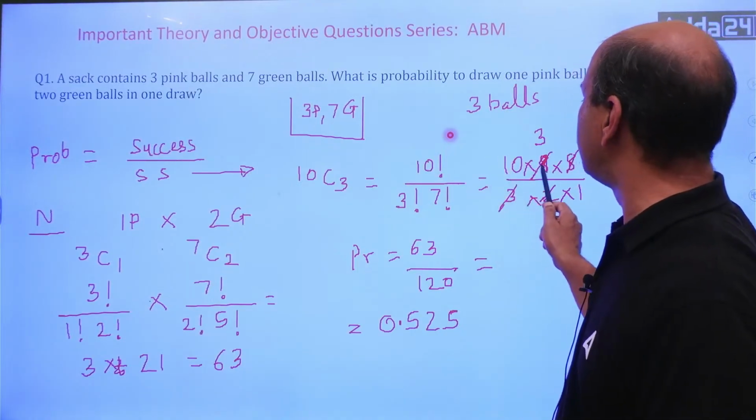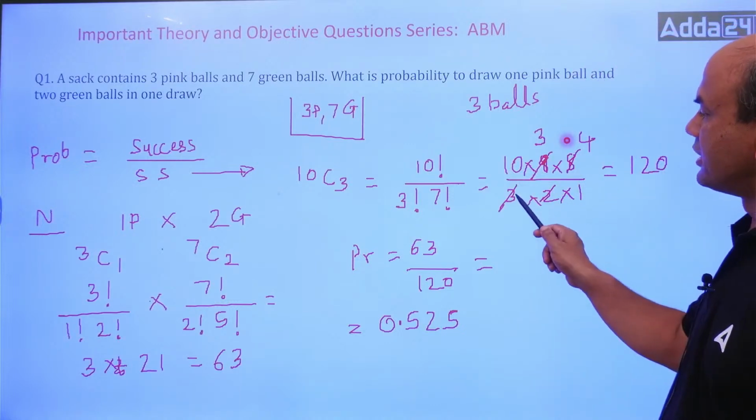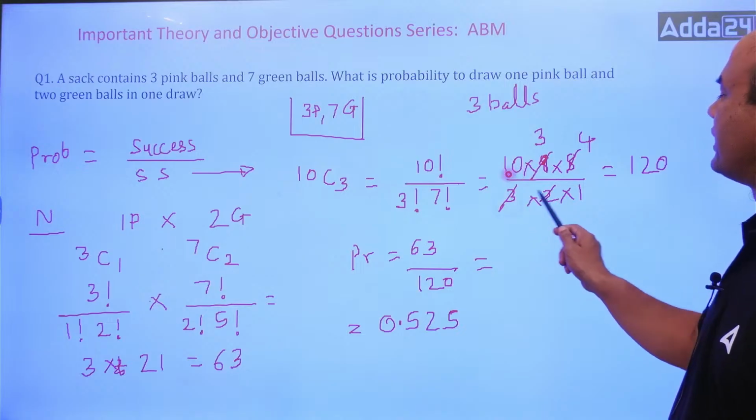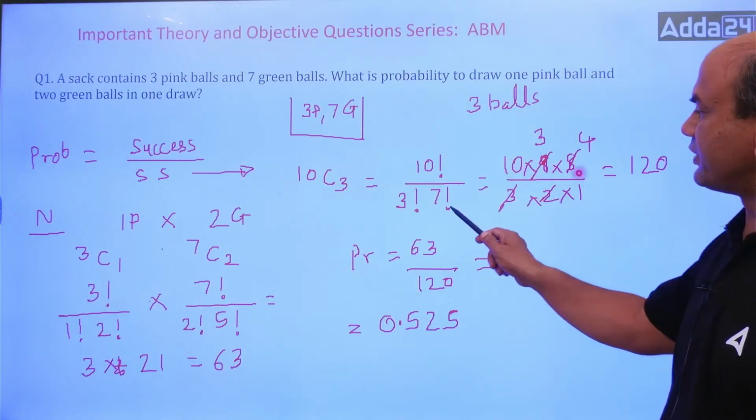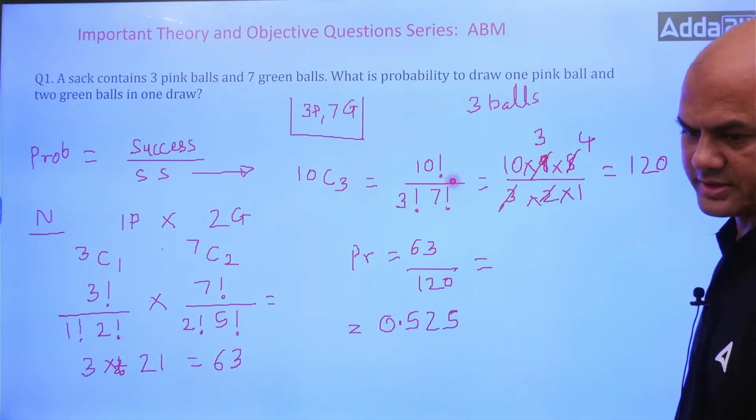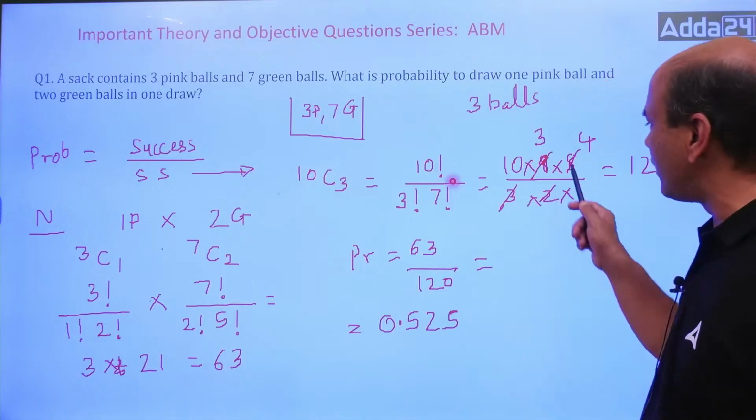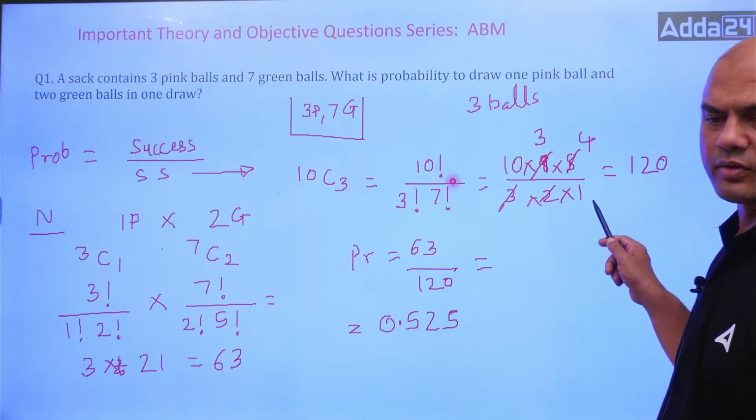10 into 9 into 8 into 7 into 6 into all this, upon 3 factorial, meaning 3 into 2 into 1. What is 7 factorial? 7 into 6 into 5 into 4. So all this. So what have I done? Instead of solving all the things ahead, what have I done?